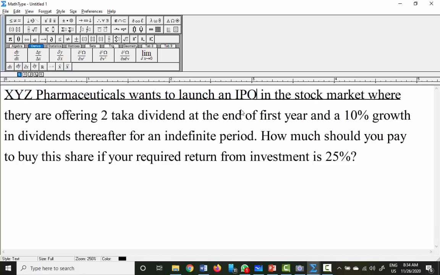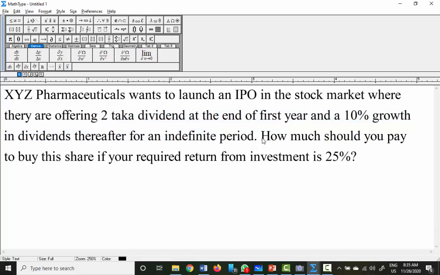So this company wants to launch an IPO in the stock market where they are offering 2 taka dividend at the end of first year. So that means at the end of first year you will get 2 taka dividend, and then from the second year dividend will grow by 10%. That means there is a 10% growth in dividends thereafter for an indefinite period. So you will get 10% growth in dividend in all successive periods till infinity.